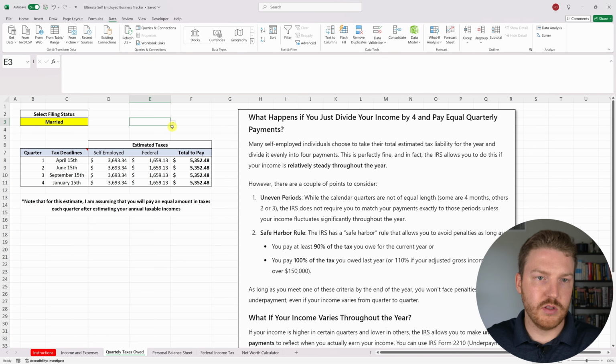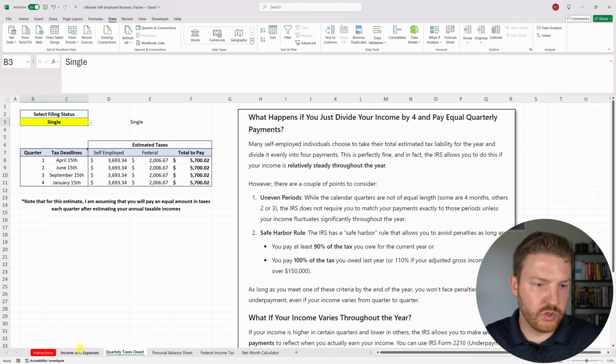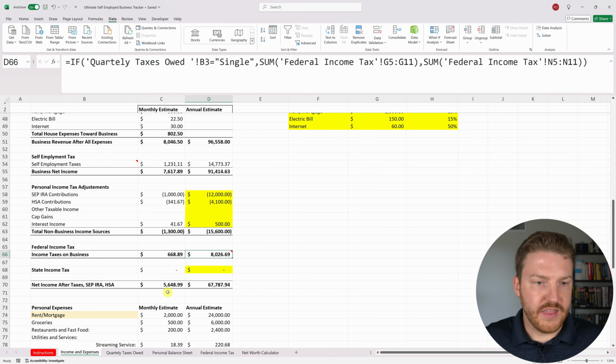So now there's a little arrow that pops up. I can click single or married. So let's say in this one I'm single, whatever. So that's the same thing I did here. So now we're going to point this formula over here at that quarterly taxes owed.